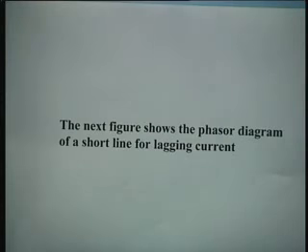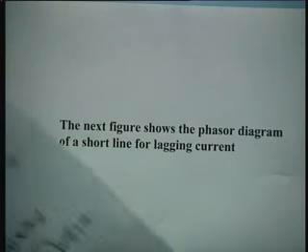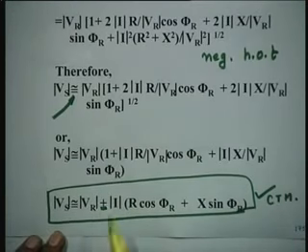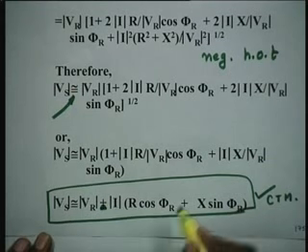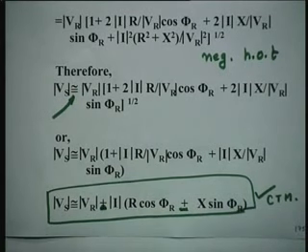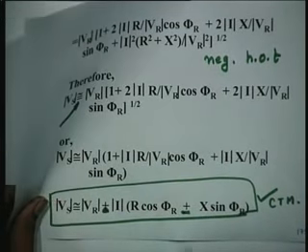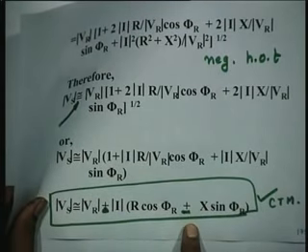for lagging current. If it is leading current, the diagram will change, still the same Pythagoras theorem, same mathematics. What will be the change? Instead of plus, you will get minus. Not here, sorry, here. Instead of plus, you will get minus here. That will be the only change.